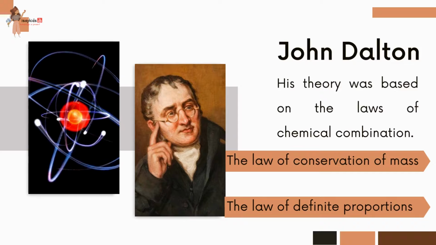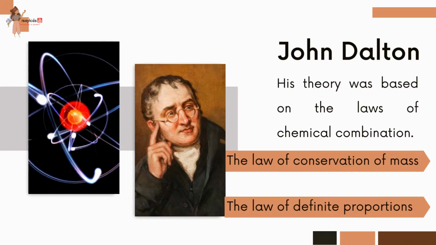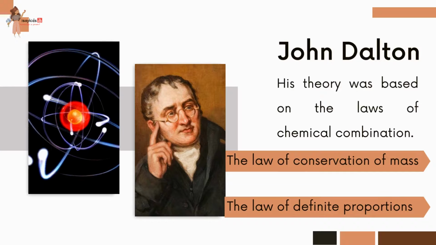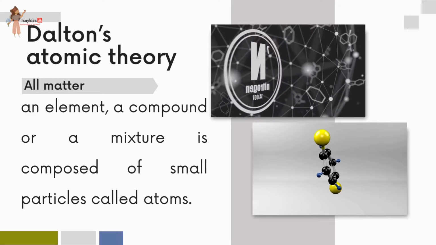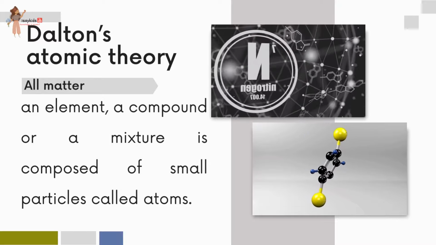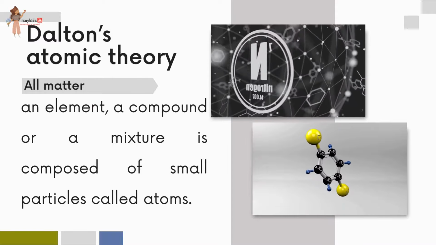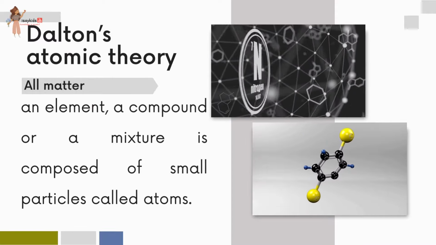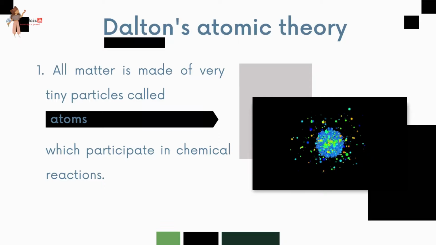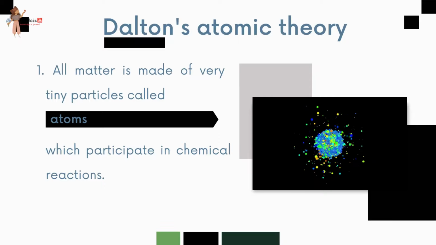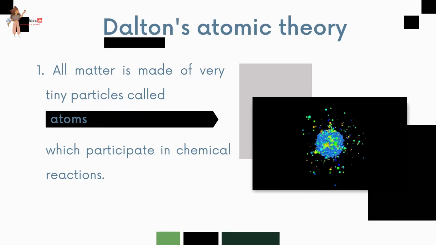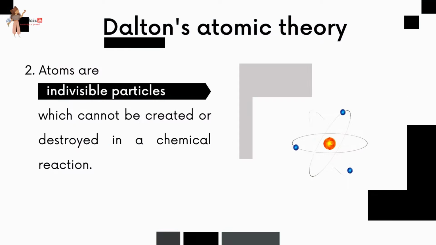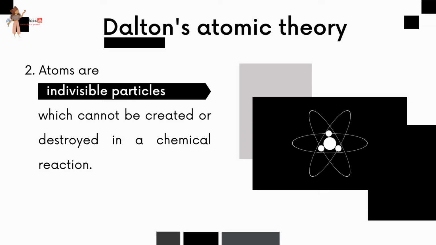His theory was based on the laws of chemical combination. Dalton's atomic theory provided an explanation for the law of conservation of mass and the law of definite proportions. According to Dalton's atomic theory, all matter, whether an element, a compound, or a mixture, is composed of small particles called atoms. The postulates of this theory may be stated as follows. All matter is made up of very tiny particles called atoms, which participate in chemical reactions. Atoms are indivisible particles which cannot be created or destroyed in a chemical reaction.